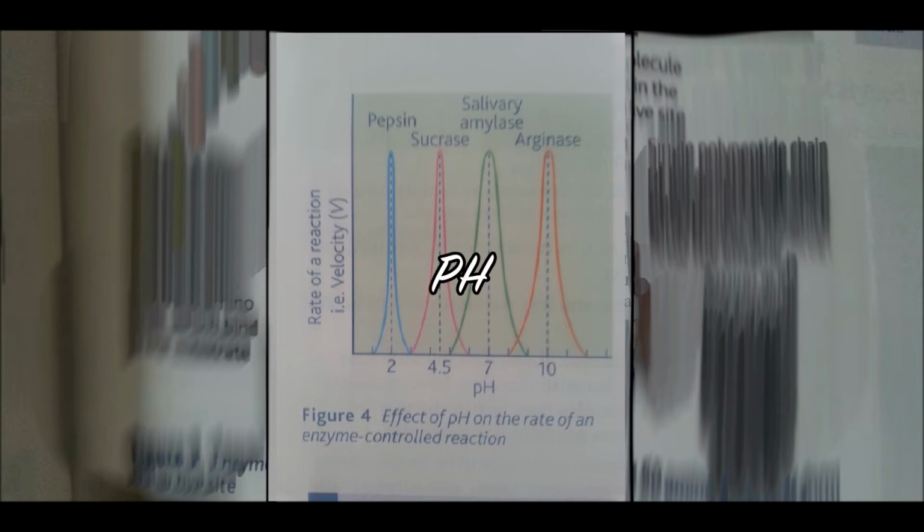The pH of a solution is a measure of its hydrogen ion concentration. Every enzyme will have an optimum pH that it works best at. A change in pH will alter the charges of the amino acids which make up the enzyme, so it will lose its shape. As a result, the enzyme-substrate complex cannot occur.